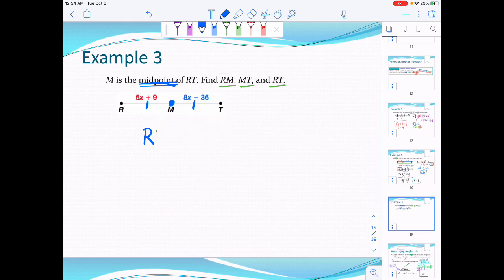And at this point, that is where I'm going to leave you, because you're going to press pause and write the algebra equation and solve for RM, MT, and RT. Press pause, please, and get the answer done.